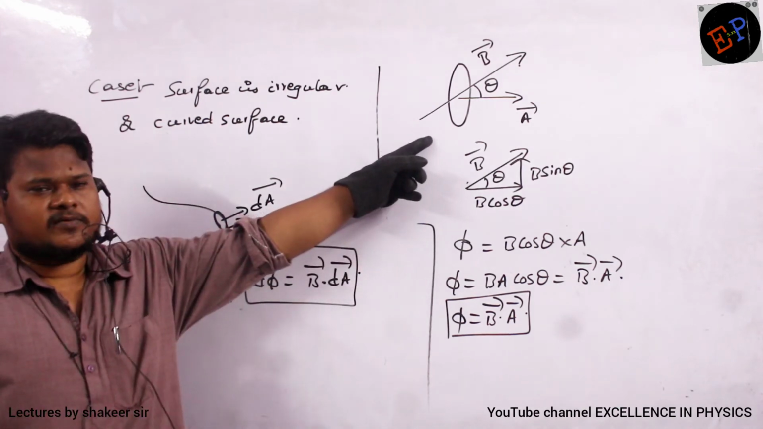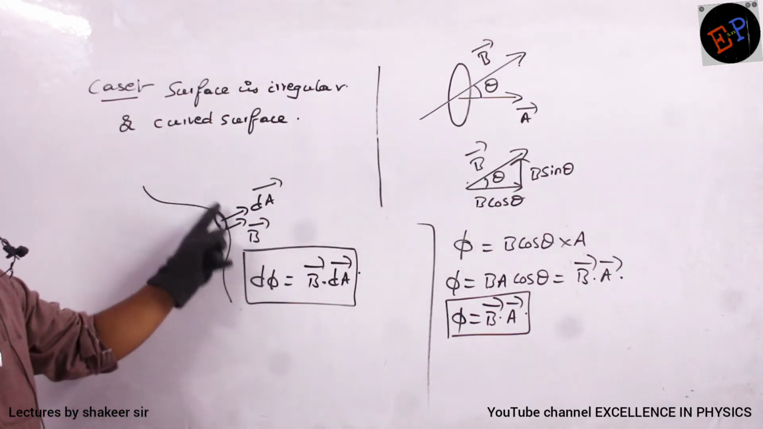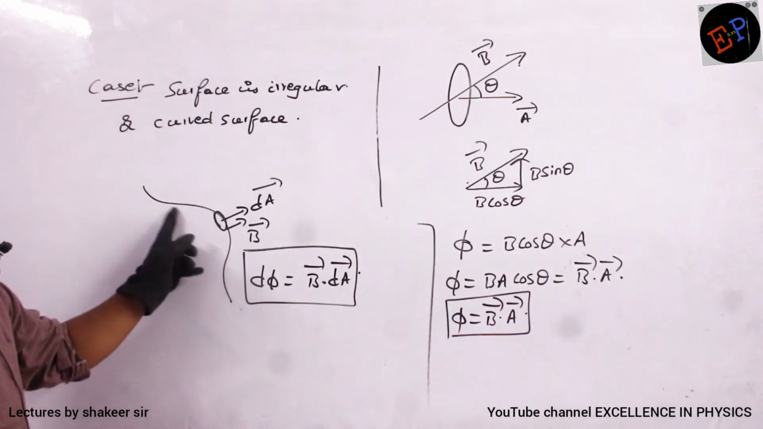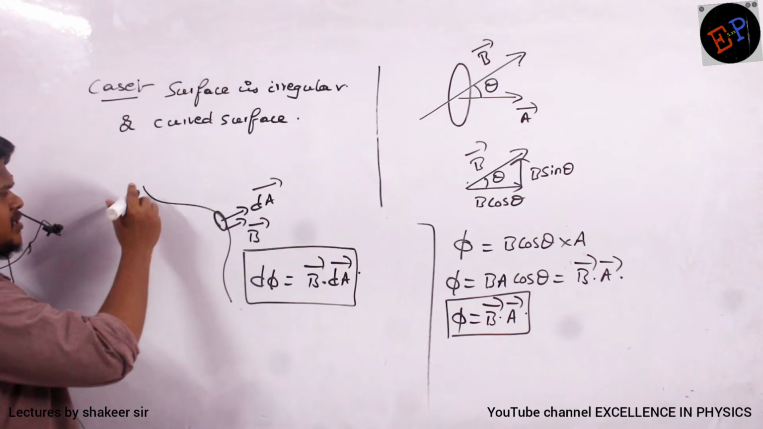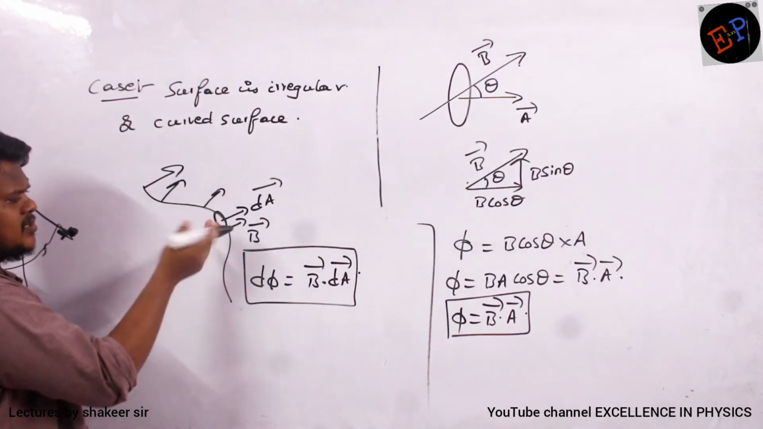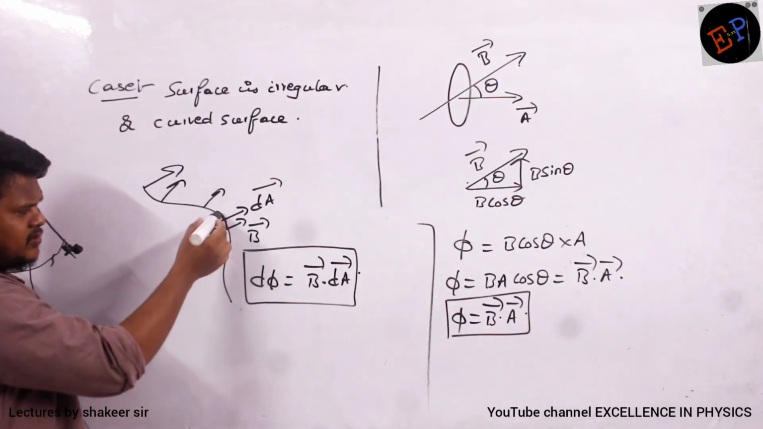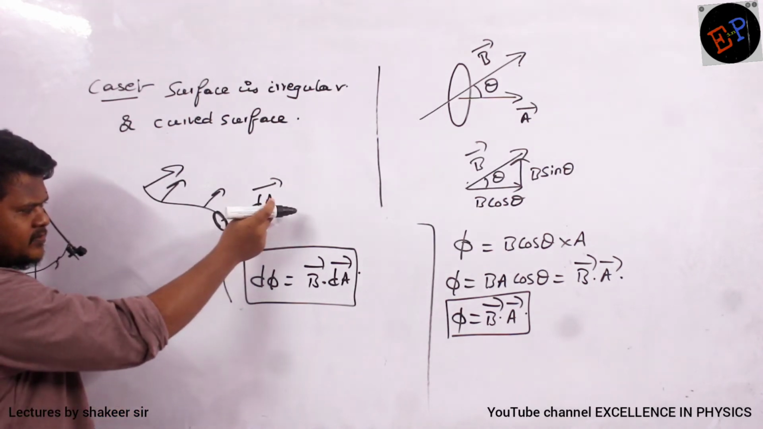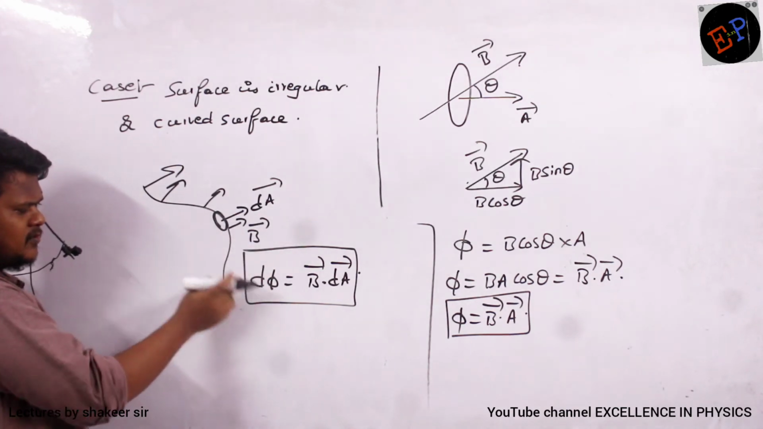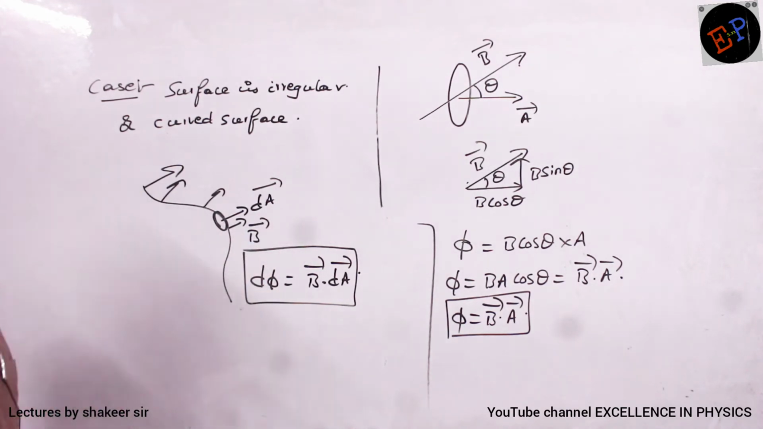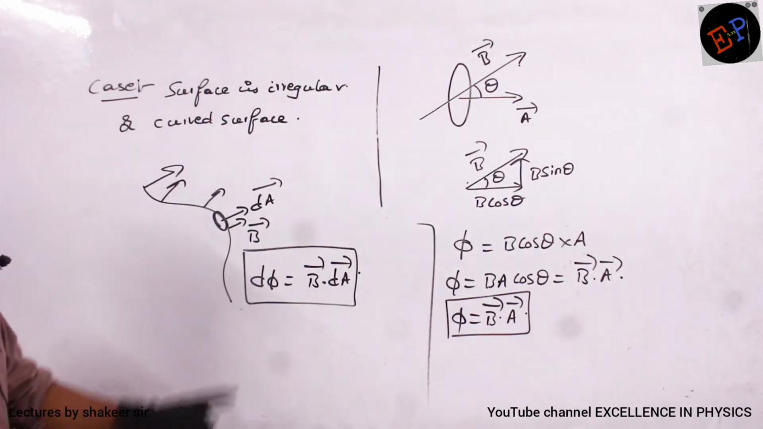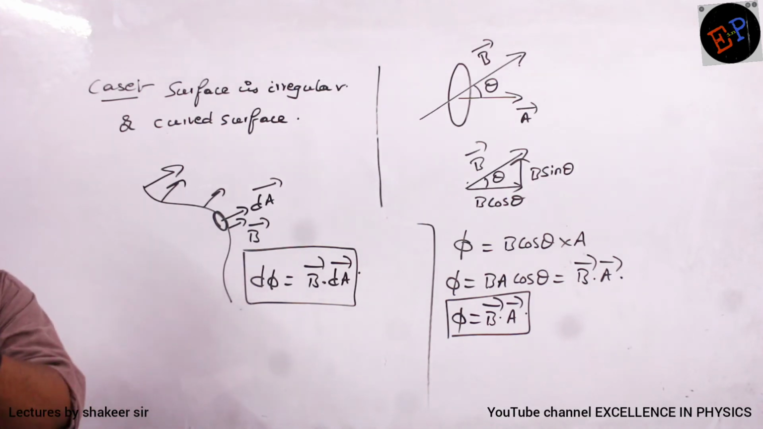So this is a regular surface, and this is a very small surface which I have taken. Because there is no particular direction for the area, here the area is in this direction, here in this direction, here in this direction. So I take a very small area dA dash, and the field passing is B dash. Because the area is very small, the flux will also be very small. So d phi is equal to B dash dot dA dash. Differential flux means a very small amount of flux.